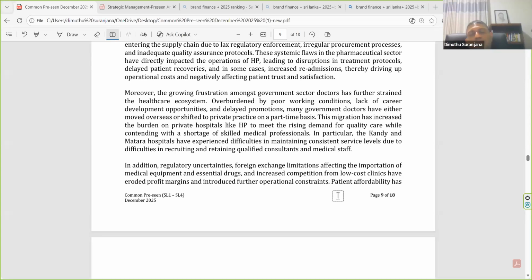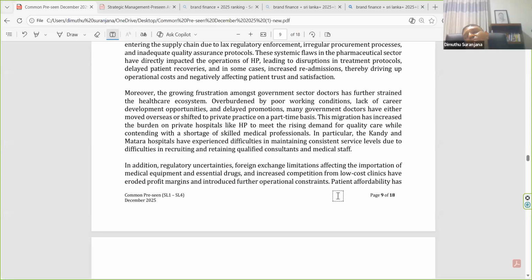They have to stay so long to get promotion. Many government doctors have either moved overseas or shifted to private practice and departments. Move overseas, or they resign from the government hospital and start private practice. Or sometimes, while they are staying in the government sector, they may start private practice on a part-time basis. This migration has increased the burden on the private sector like HP to meet the rising demand for quality care while contending with the shortage of skilled medical professionals.